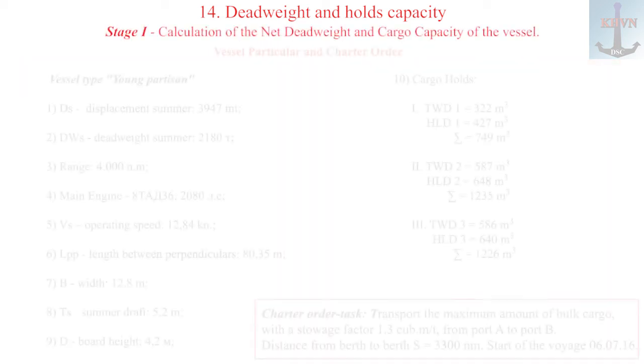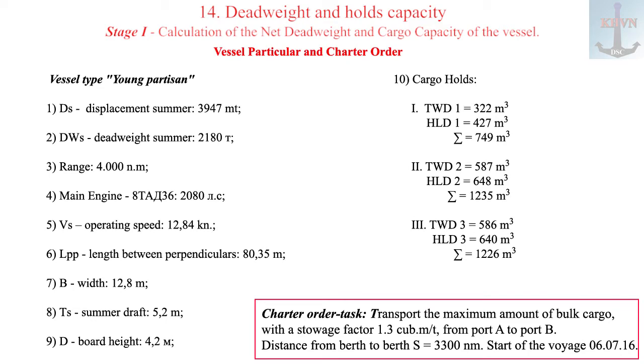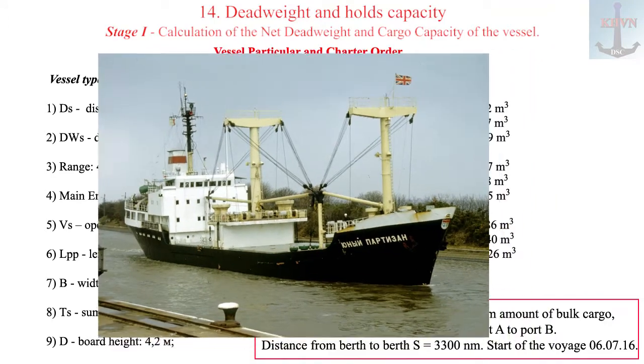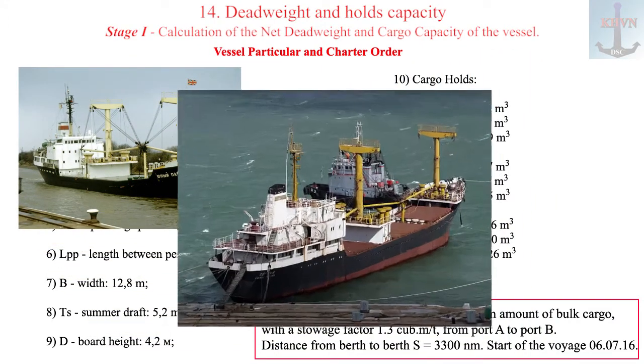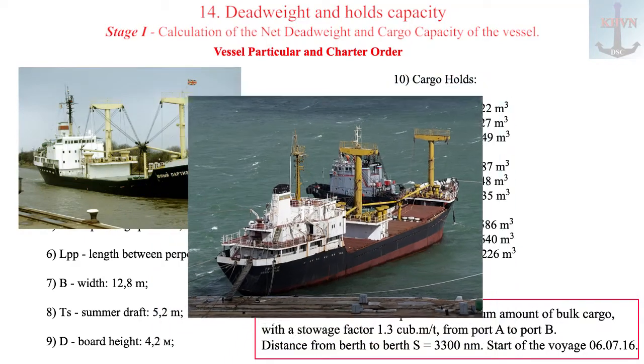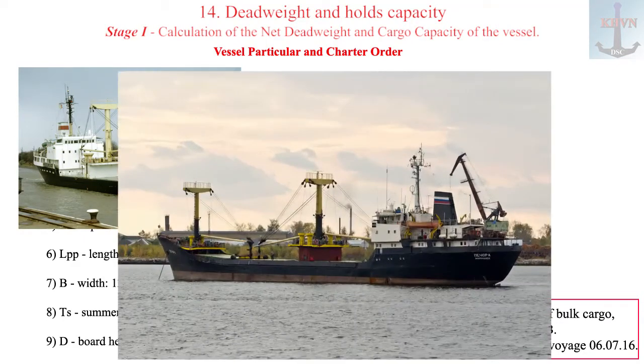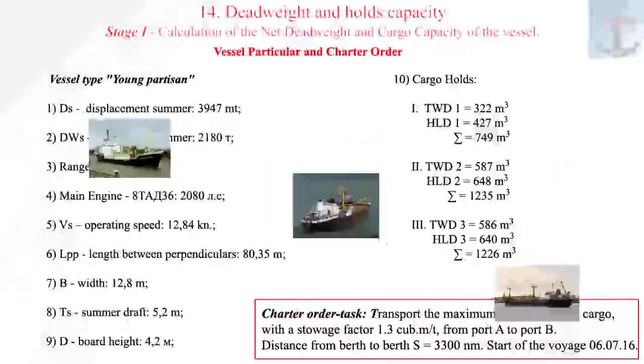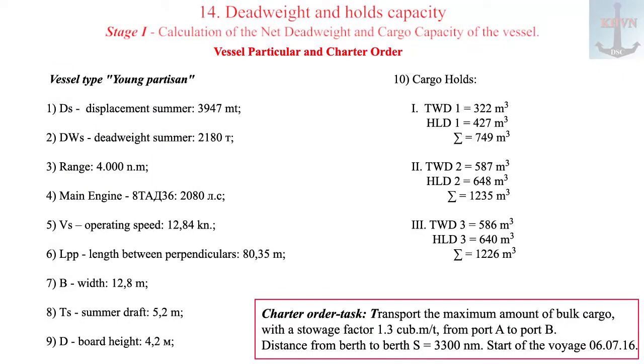Calculation of the net deadweight and cargo capacity of the vessel for the voyage. The ship's details are on your screen. For the sake of brevity, I will only mention a few of them. Length, 80.35. Width, 12.8. Summer displacement, 3,947 tons. Summer deadweight, 2,180 tons. Summer draft, 5.2. Range, 4,000 miles. Operating speed, 12.84 knots.